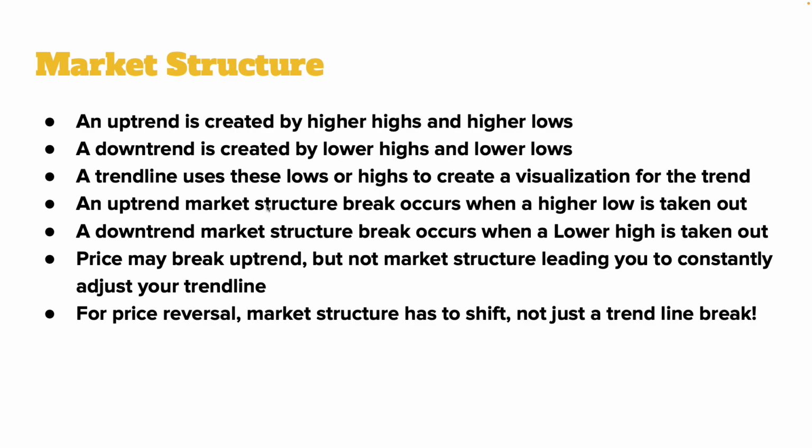So an uptrend market structure break occurs when a higher low is taken out, right? So when price is creating higher lows, higher lows, higher lows, and that higher low is taken out, that's a market structure break for an uptrend. A downtrend market structure break occurs when a lower high is taken out. So price creating lower highs, lower highs, lower highs, and once price aggressively, right, note that part, aggressively pushes past a certain level, past a certain lower high that is taken out, right, that's a market structure break for a downtrend.